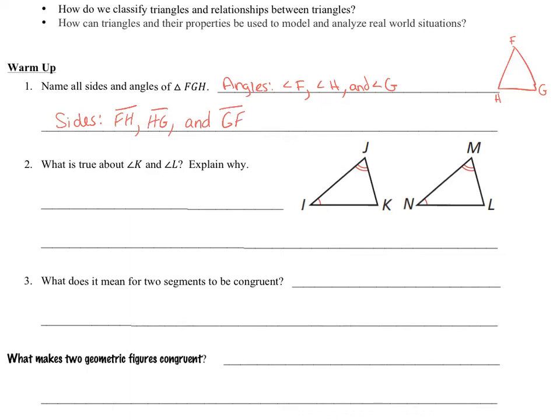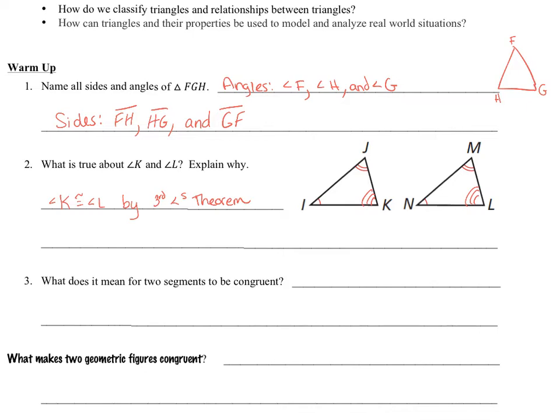Okay, warm-up number 2. What is true about angle K and angle L? Well, angle K and angle L must be congruent to each other because of the third angles theorem. So angle K is congruent to angle L by the third angles theorem, which is in 4-3, and it states that if two of the angles of a triangle are congruent, then the third must be congruent.